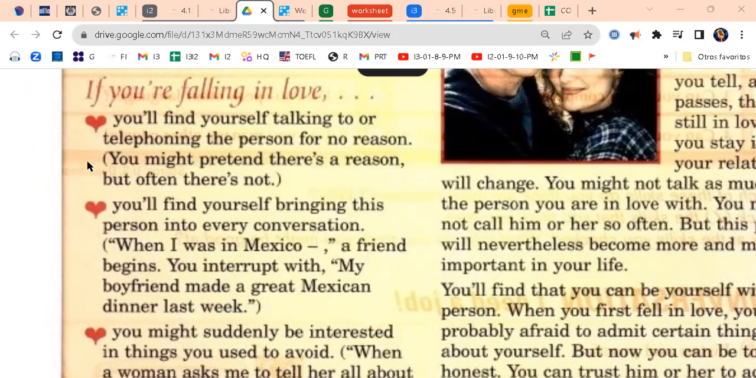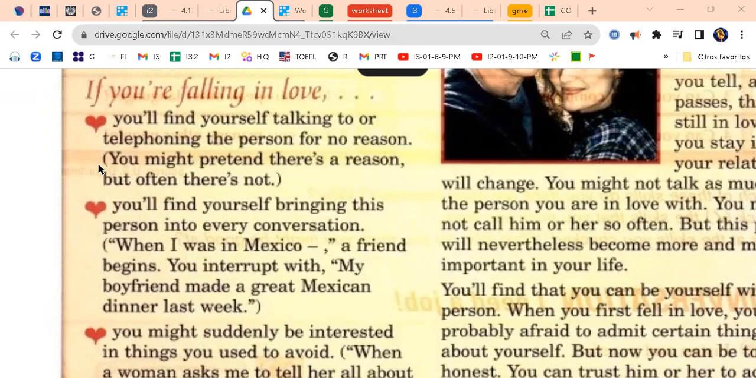If you're falling in love, you'll find yourself talking to or telephoning the person for no reason. You might pretend there's a reason, but often there's not.